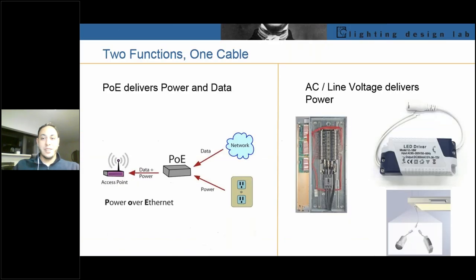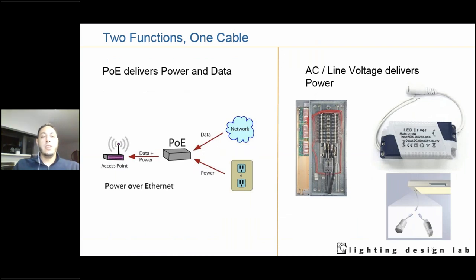But I wanted to set the stage for us a little bit. What are we doing here talking about power over Ethernet? Ultimately, what we're talking about is a cable, a standard, a communication protocol that does two main functions. The PoE standard delivers both power and data, different from our traditional AC or line voltage, which only delivers power. And as you see at the bottom right over here, in order to have connected lighting devices, you need to have that additional connected piece to your equipment. And we're going to be talking all about what the difference is between PoE and line voltage.